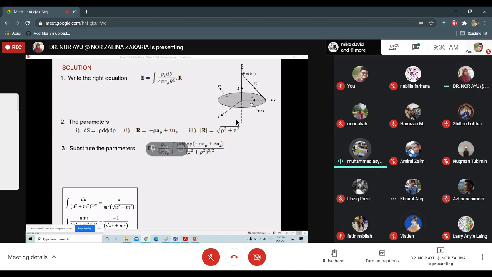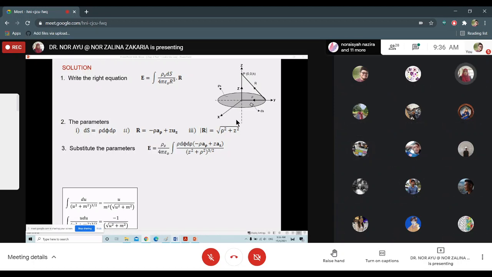Jadi negatif rho A rho, negatif Z AZ. Negative rho A rho dengan? Negatif Z AZ. Yes, correct. Betul. Okay, so kalau dia dekat bawah, so it will be again negative rho A rho, and going down will be negative Z AZ. Okay? Alright, pandai. Okay, so the third one will be the magnitude.